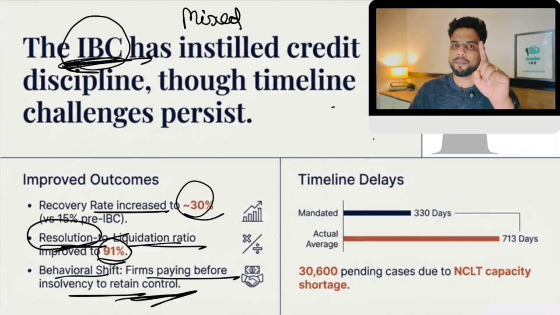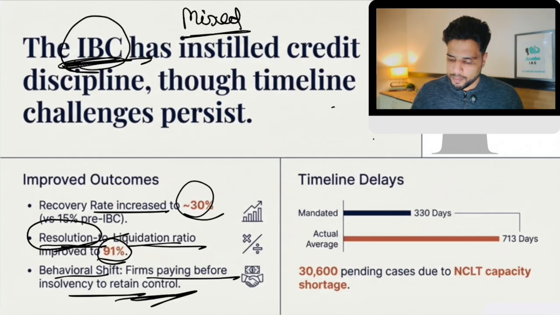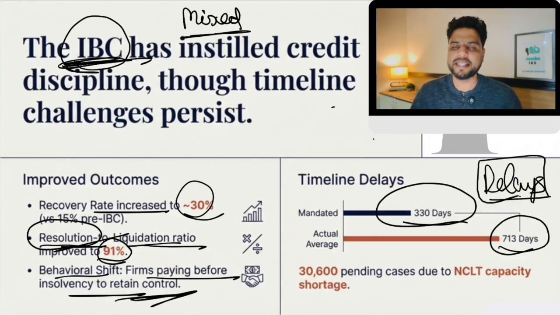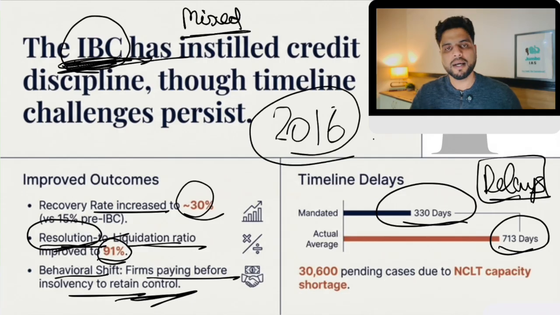But there is only one problem. And remember, I told you it's a mixed picture. The IBC envisioned that the entire bankruptcy case would be resolved in at most 330 days, but the average time is 713 days. There are still delays. This is one problem that is yet to be solved. But overall, a good picture of the Insolvency and Bankruptcy Code. Banks are able to resolve their NPAs using this IBC. That is why their NPAs have gone to a multi-decadal low. So it's a good reform. IBC was launched, many of you must know this, in 2016.